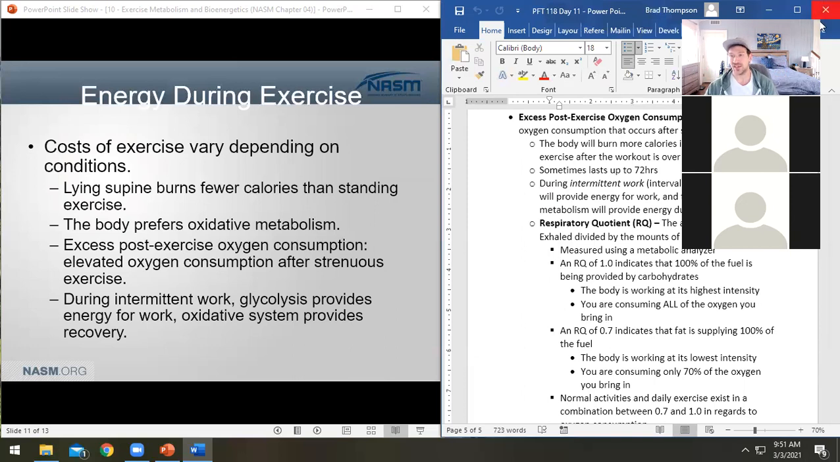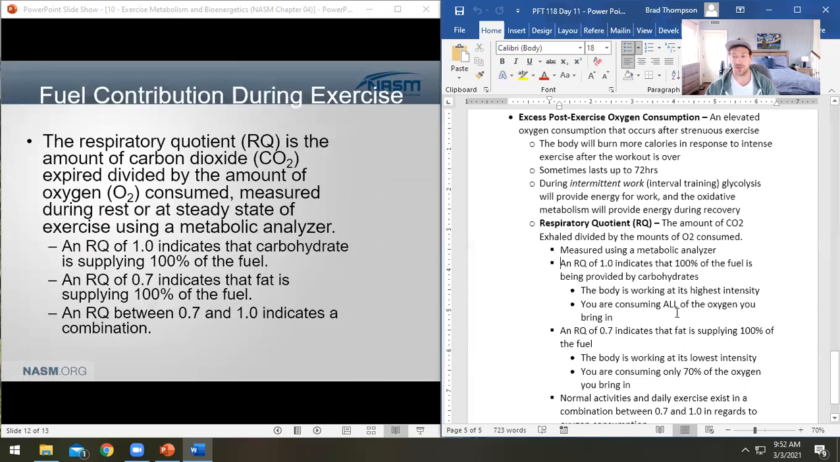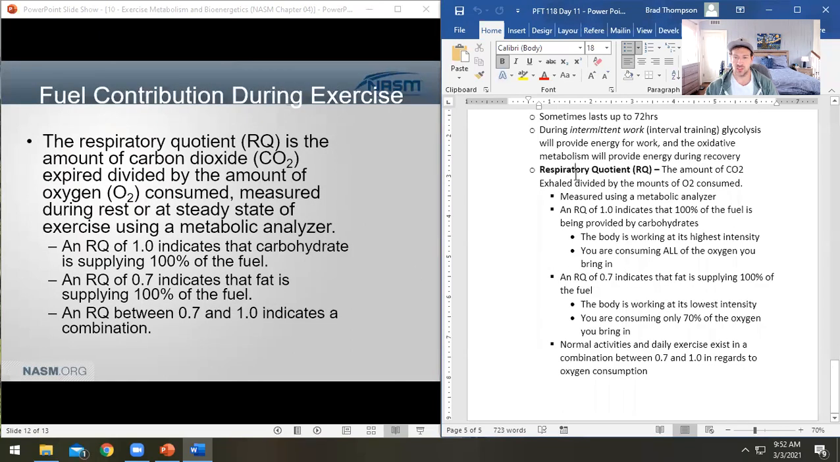So that can last sometimes up to 72 hours. This is one of the reasons why I love trail running so much. Trail running is nature's interval training, as long as you try to run at a consistent pace and recover while you're on your flats and sprint while you're going up your hills, you're going to be in a great place to deal with all that high intensity stuff. And you're going to be burning a lot of fat as a fuel source.